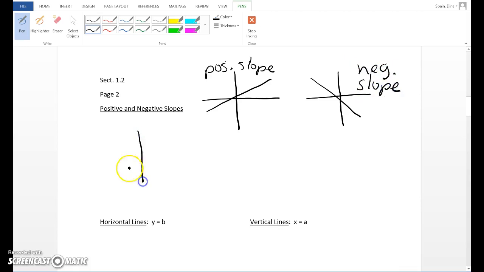Here are the two special cases. If we've got a straight horizontal line, this slope is actually equal to 0.